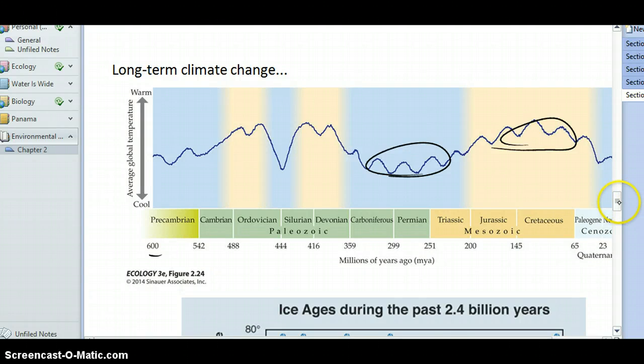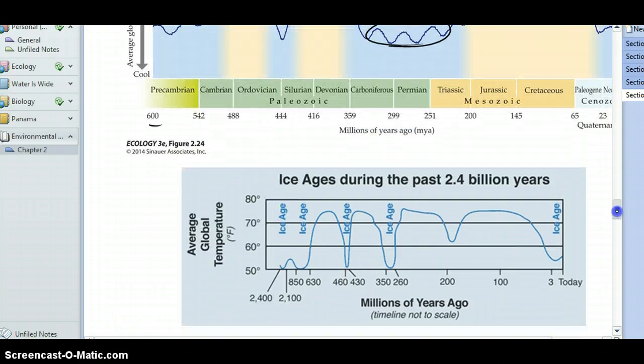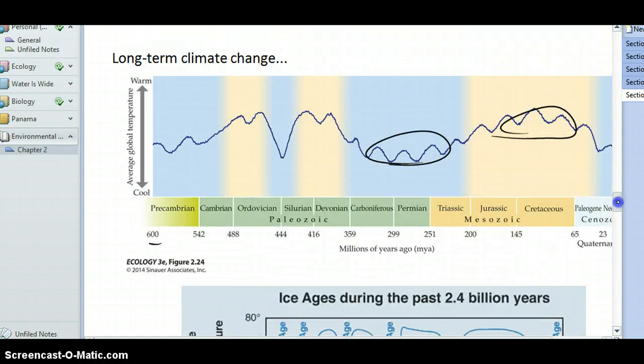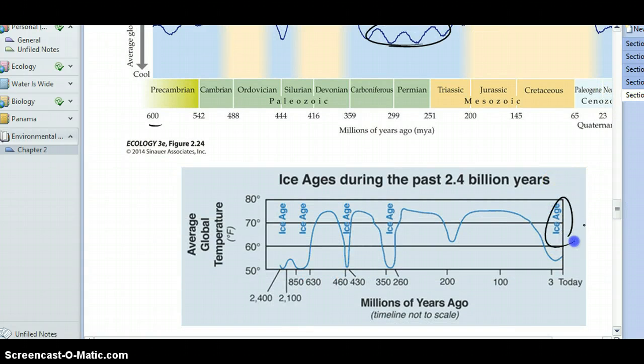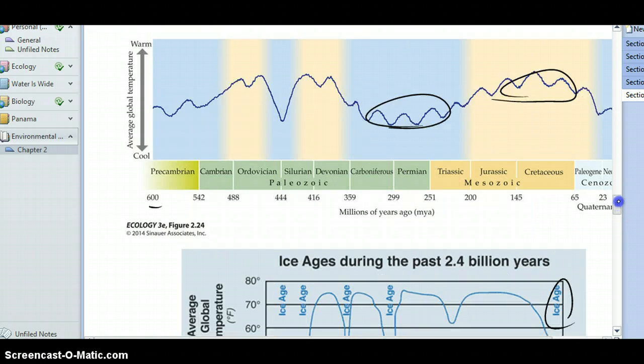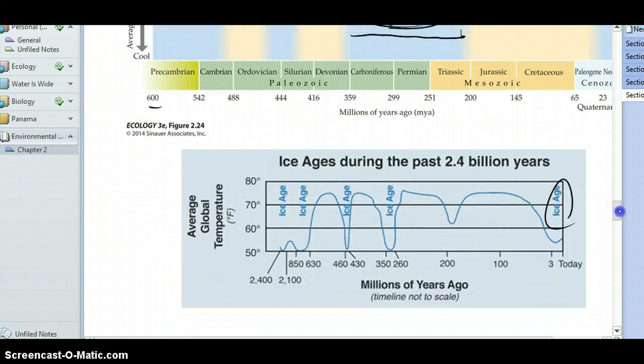And let's shift down here. This is looking at basically the same record, but going back a little further. These cool periods are characterized by having what we call ice ages. All right. That doesn't mean there's ice or an ice age throughout this time, but it is characterized by alternating periods of cooler and warmer climates, and during those cooler periods, you tend to get an ice age.